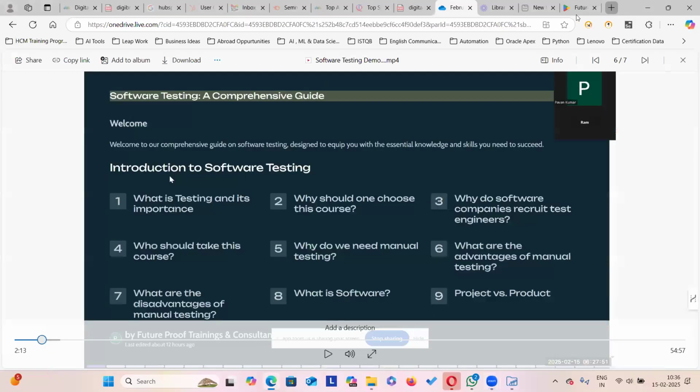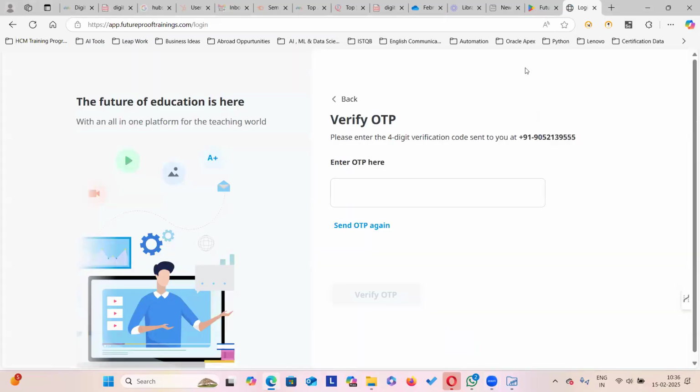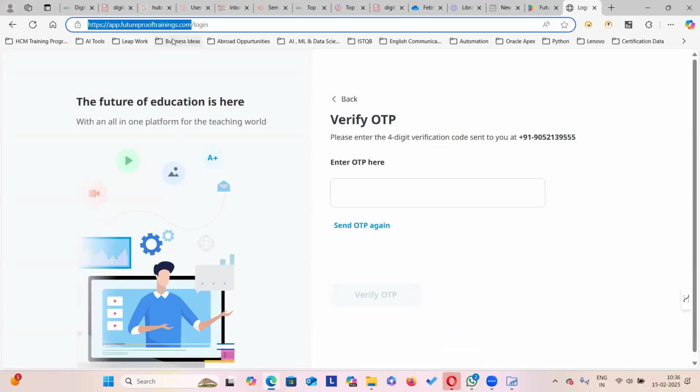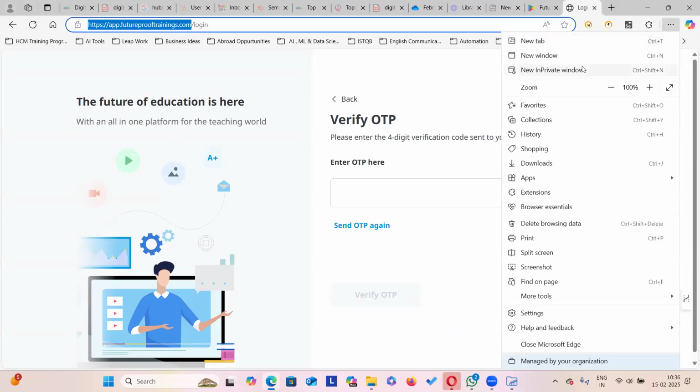So another thing is that it is an app-based training. We will be conducting interviews. Apart from interviews, we'll be conducting written tests. You can just go and log into this one. You can log in with your phone number.